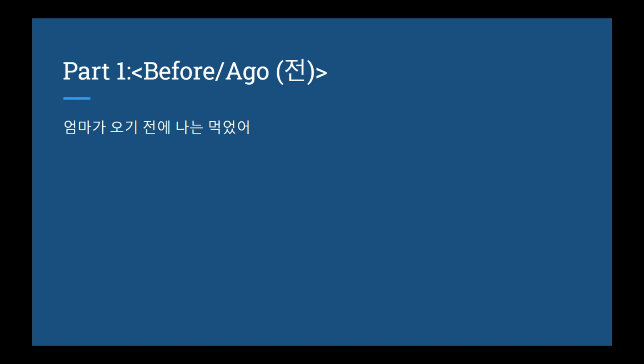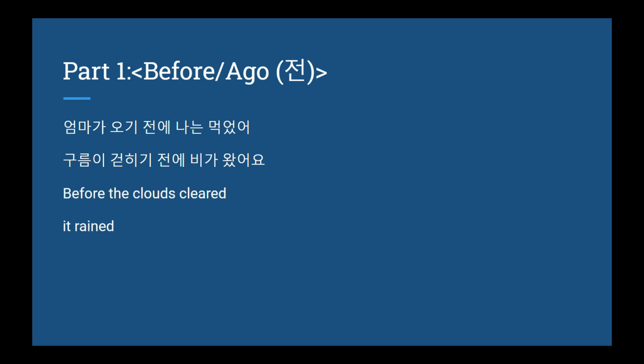Alright, let's look at this example. 구름이 걷히기 전에 비가 왔어요. Before the clouds cleared, it rained. The sentence has 2 clauses. Before the clouds cleared and it rained. The only thing we really need to worry about is which one of these is the main clause. All you need to do is ask yourself what happened. In this case, it rained. That's the main clause. The second clause answers questions like when did it happen, why did it happen, those kind of questions.